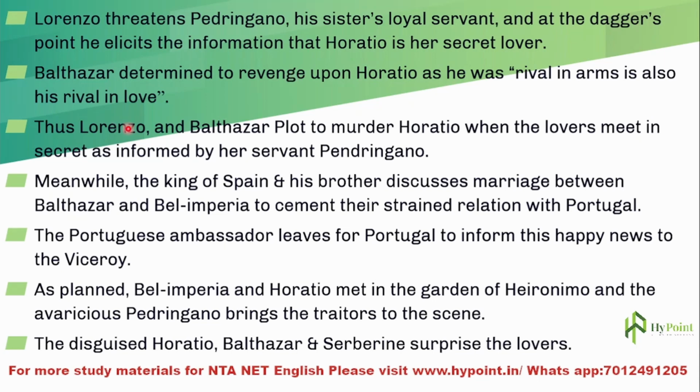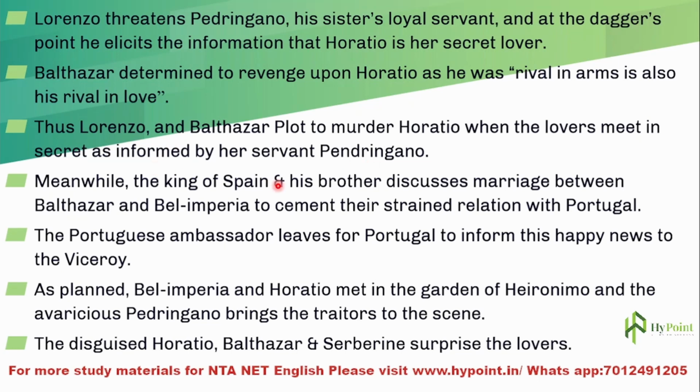And thus Lorenzo and Balthazar devised a plot to murder Horatio when the lovers meet in secret, as informed by her servant Pedrigano. Pedrigano also gave the information that Horatio and Bellimperia will meet in the garden at night, secretly. So Lorenzo and Balthazar devised a plot to murder Horatio while they meet there.